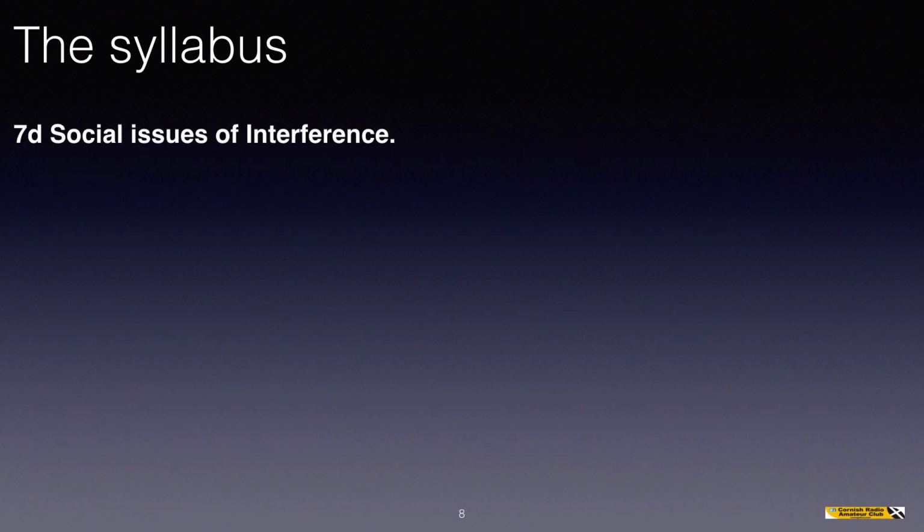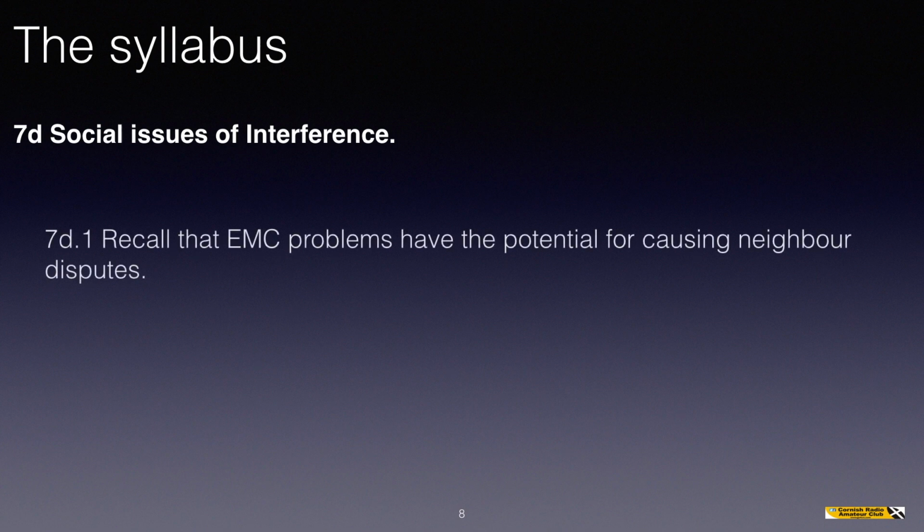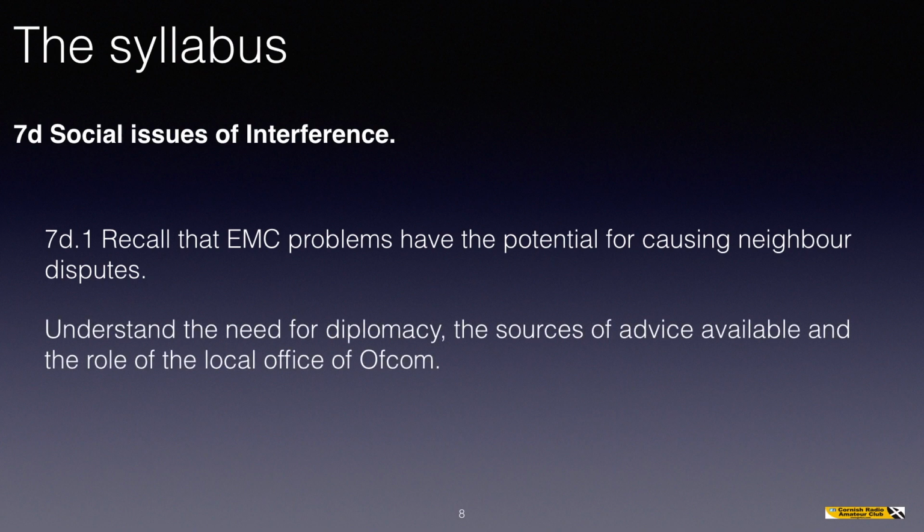And then the final section is social issues of interference. Recall that EMC problems have the potential for causing neighbour disputes. Understand the need for diplomacy, the source of advice available, and the role of the local office of Ofcom. So that's the syllabus. Quite a few items there, none of them particularly complicated, but a bit of memory work to do for this section of the syllabus. So let's have a look.